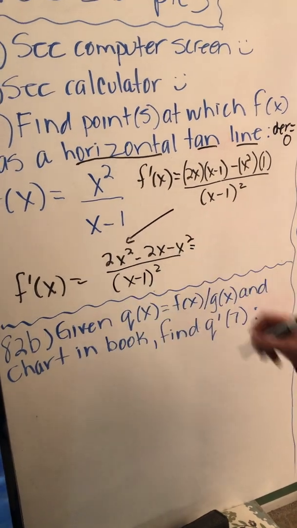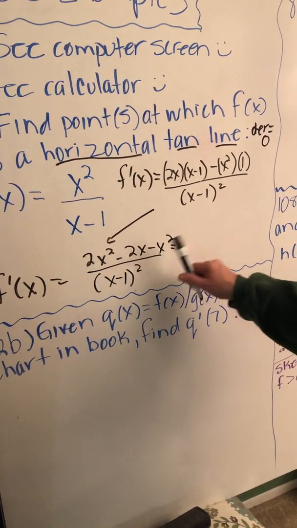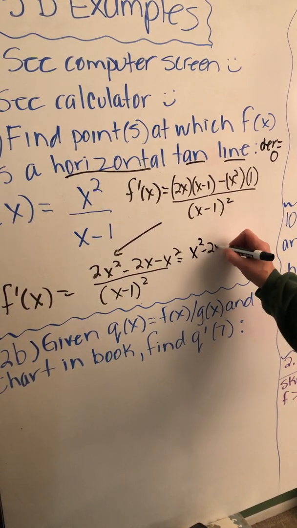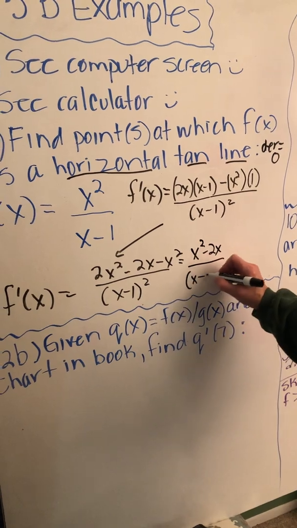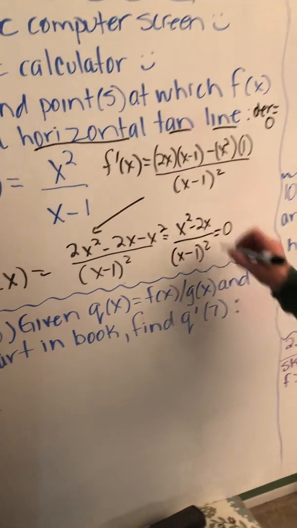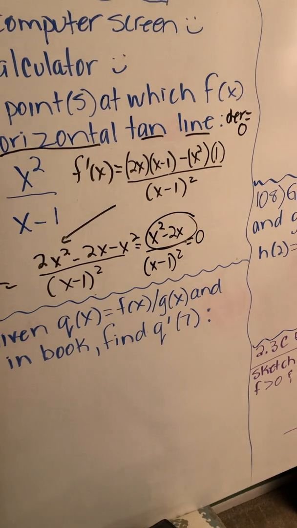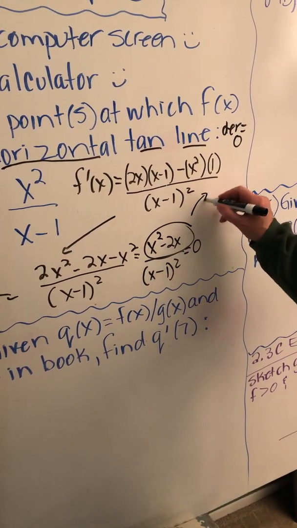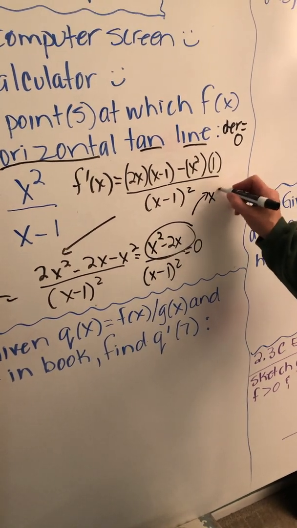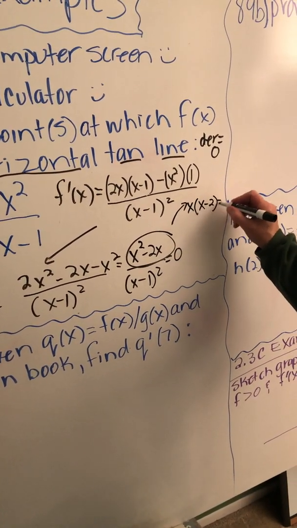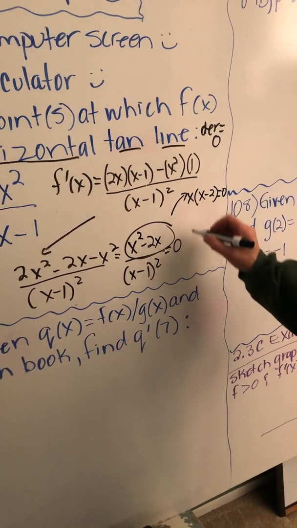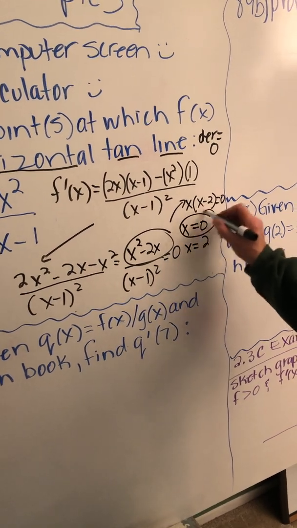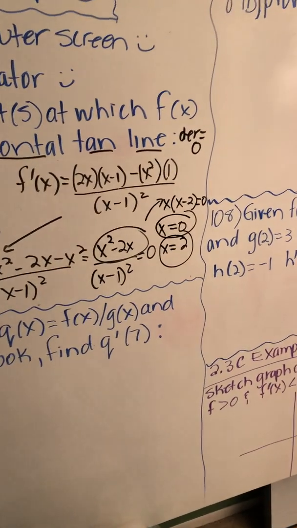A little bit more work with the numerator. 2x squared minus x squared is 1x squared minus 2x over x minus 1 squared. Where does this equal 0? Just where the numerator equals 0. I don't even have to look at that denominator. Let's factor out an x: x times x minus 2. We want to know where that equals 0. That happens where x equals 0 and x equals 2. There's where your two horizontal tangent lines would be.